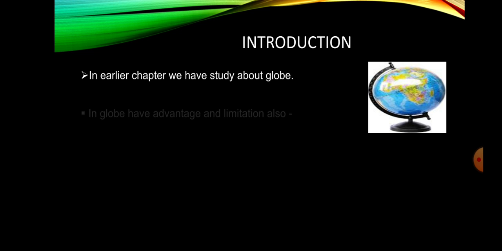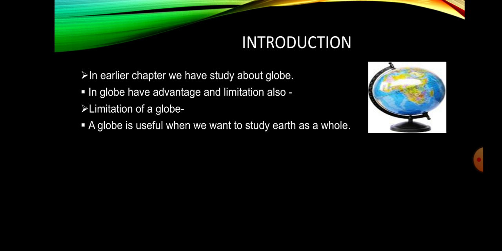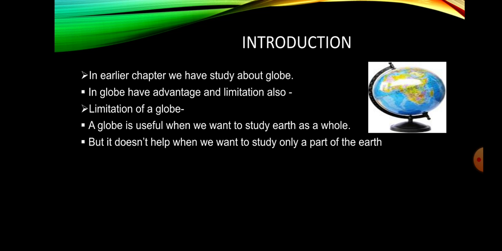Let us start the introduction of the chapter. As we had learned in an earlier chapter about the globe, the globe has many advantages and limitations also. In limitation, a globe is very useful when we want to study the earth as a whole. Means जब हमें अर्थ के होल को पढ़ना होता है तब हम ग्लोब यूज़ करते हैं, राइट? But it does not help when we want to study only a particular part of the earth.